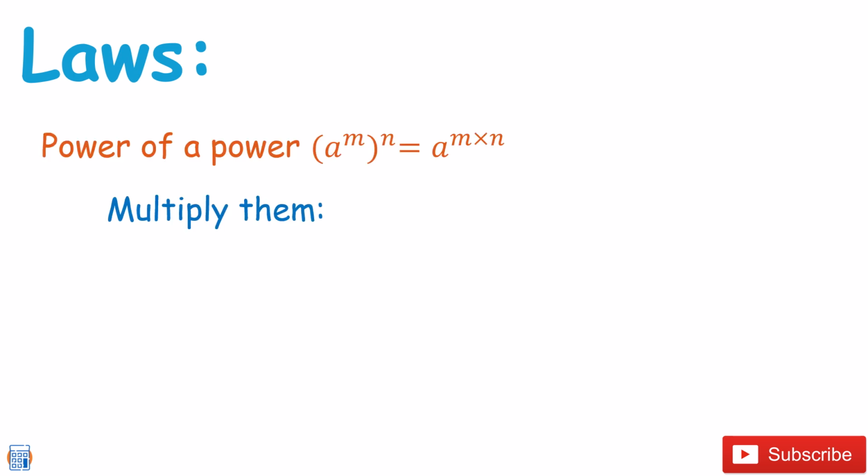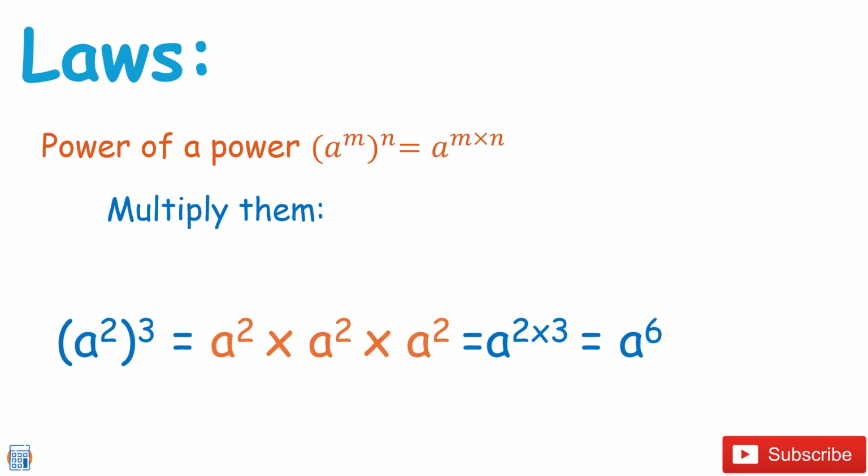Moving on to power of a power. If you have a power inside some brackets and then another power outside, for example, a squared all cubed, it just means that a squared is times by a squared is times by a squared, which gives you a to the 2 times 3, which is a to the 6. You could just add the powers like before, but it can get a bit confusing, so I recommend you just multiply the powers together.